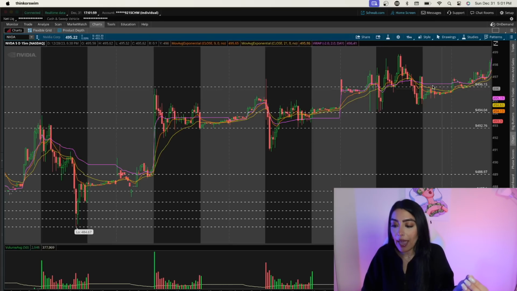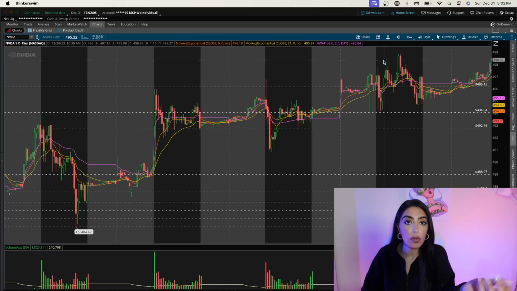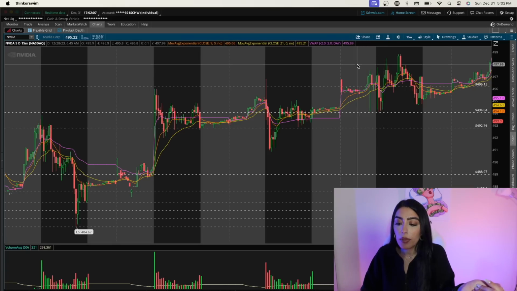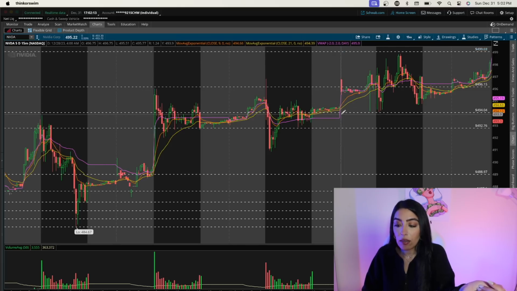So just looking at Nvidia here, if we look at the pre-market, we didn't get much movement in the pre-market. So then I will move into the previous day high and low. So the previous day high on Nvidia is going to be around 499, okay? The previous day low on Nvidia is around 494.